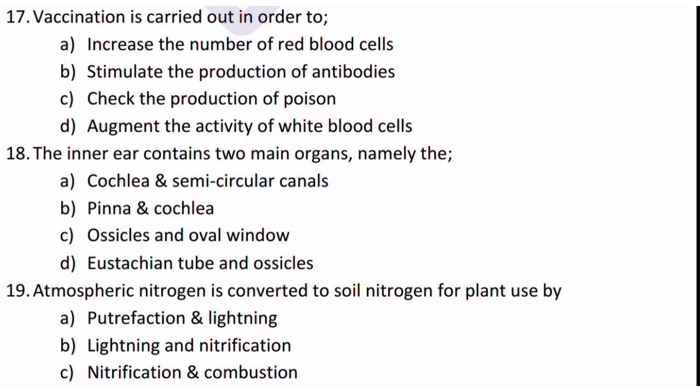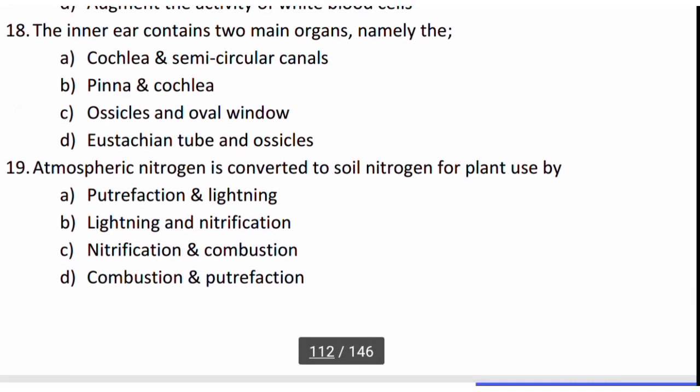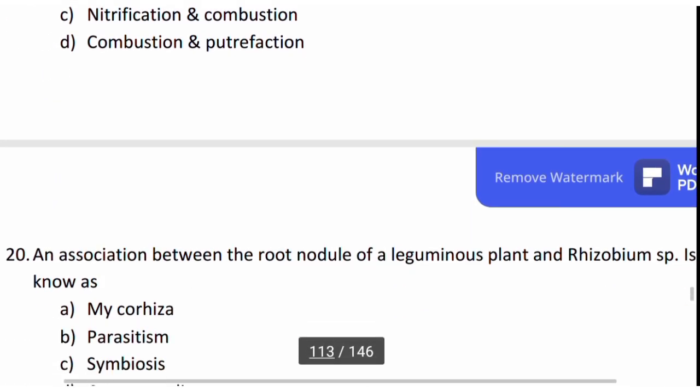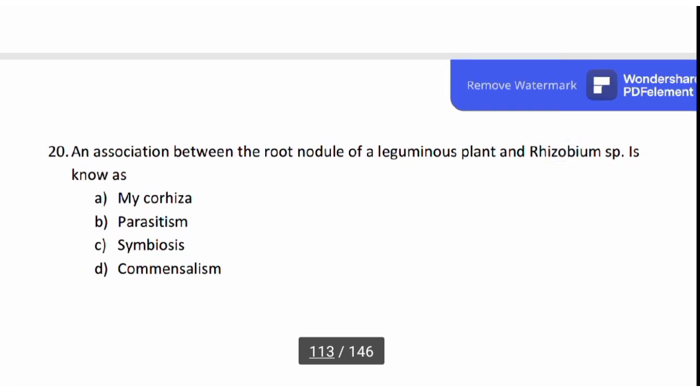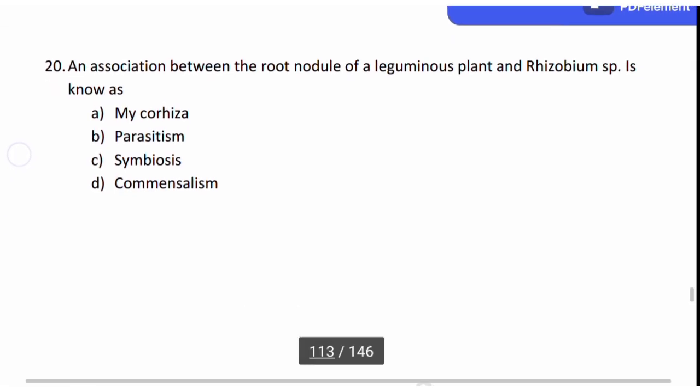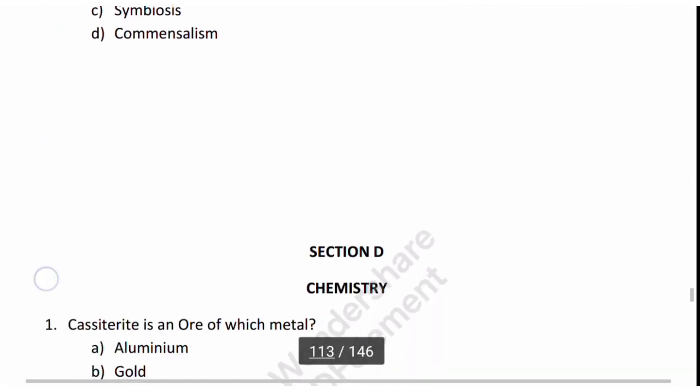Then option B. The inner ear contains two main organs, which are what? The cochlea and the semicircular canals. Option A. Number 18. Atmospheric nitrogen is converted to soil nitrogen, okay, by what we call, option B, lightning and nitrification. Okay. So the last question there says the association between the nodules of legume plants and rhizobium, especially, is known as symbiosis. Okay, so that is it.